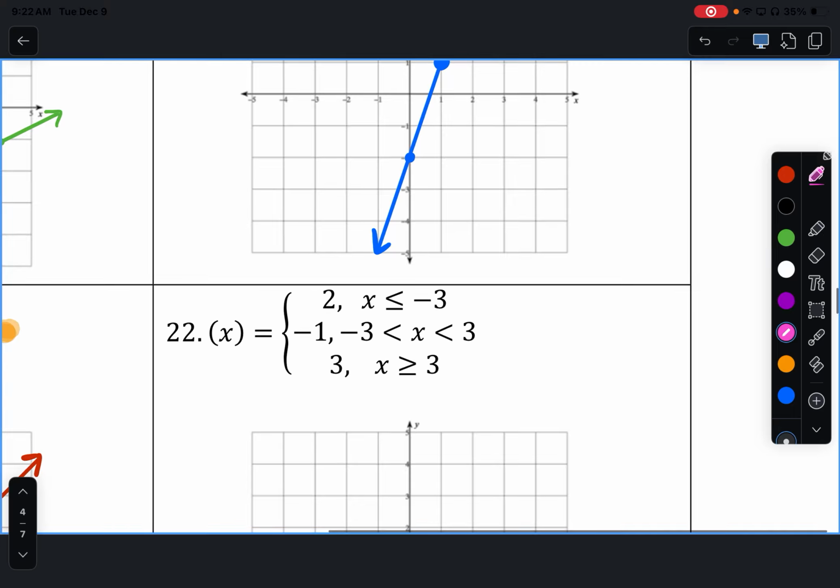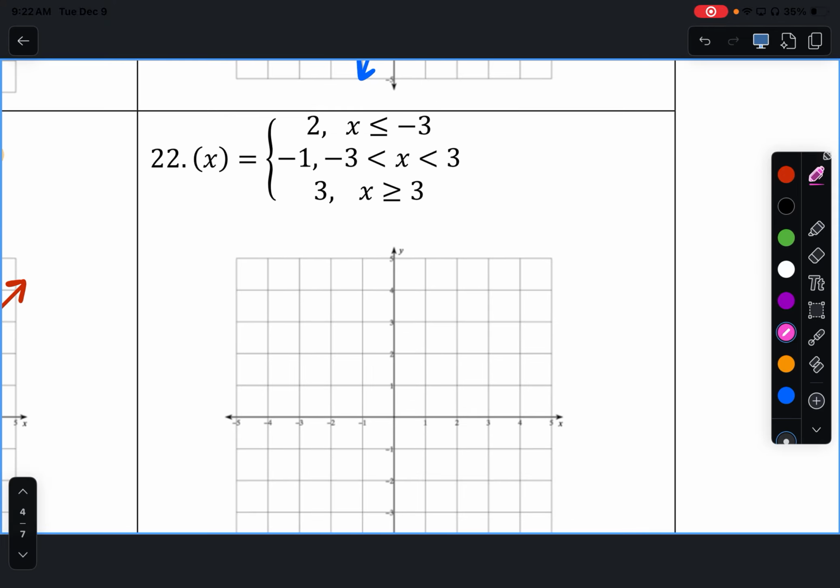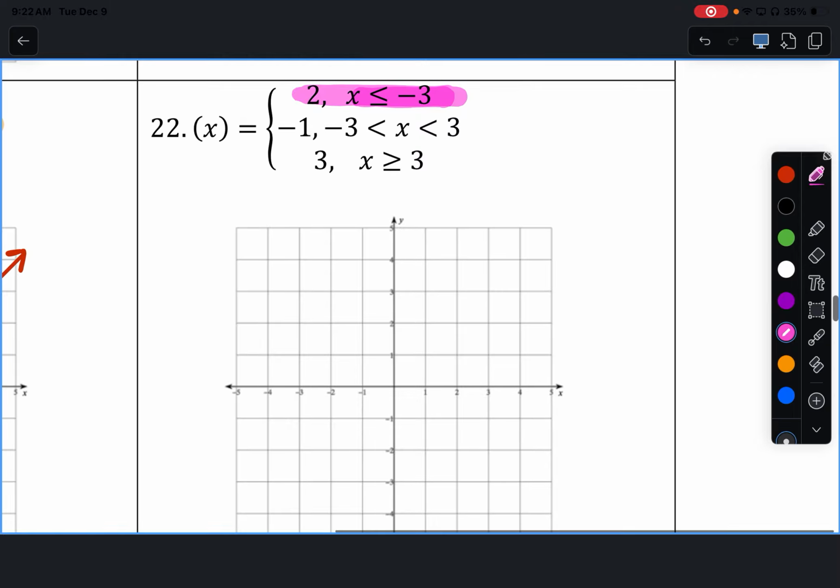Now, 22 is just 3 horizontal lines. That is all this is. Okay. So the first one here, 2, where x is less than or equal to -3, is going to be a horizontal line at 2 when x is less than or equal to -3. Okay. Then our second piece is a horizontal line at -1 when x is between -3 and 3. So it is -1 between -3 and 3, an open circle on both ends.